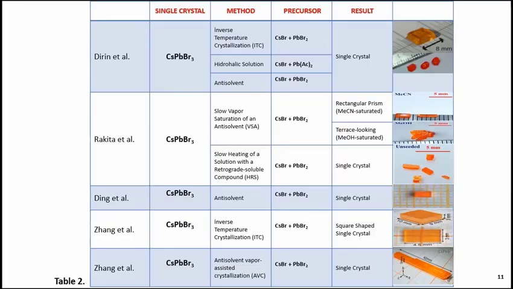In the table, you can see millimeter-sized cesium lead bromide single crystals obtained by different solution methods. At the end of the table, you can see a centimeter-sized crystal. However, the quality of the crystal did not increase proportionally with its size. So we can say that obtaining high-quality large-size cesium lead bromide crystals by optimizing the growth conditions of the solution method is still a challenge. We hope our study sheds light on this challenge.